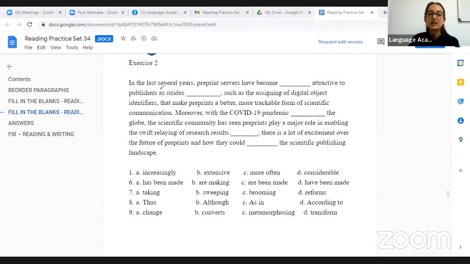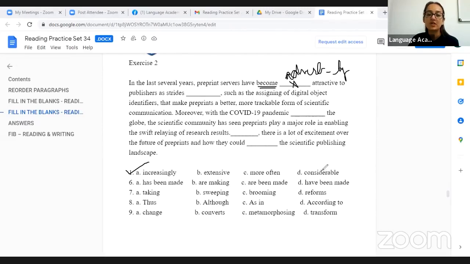So this question says, in the last several years, preprint servers have become blank attractive to publishers. The sentence is absolutely complete. Whenever the sentence is complete and we have a verb written before or after the blank, then in the blank we put an adverb always. So adverbs are the words that end with ly. Become is a verb, so we will go with an adverb. The answer is increasingly, because that's the only adverb that we have in the options.